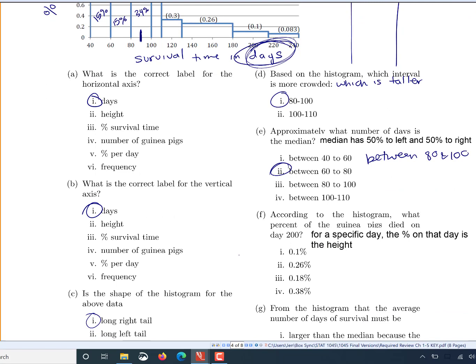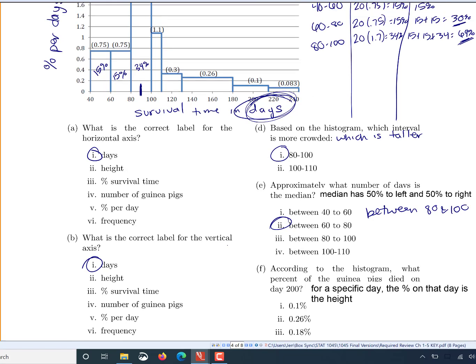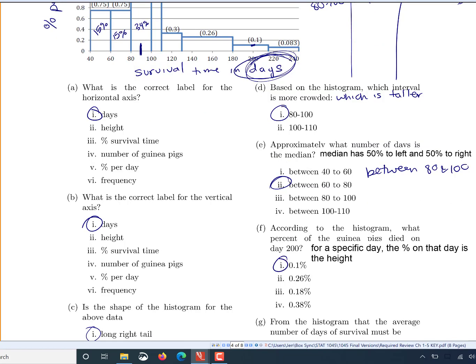Let's see, according to the histogram, what percent of the guinea pigs died on day 200? For any time I ask you for a specific day or specific year or whatever it is that you're doing with your histogram, the percent for that specific thing is always just going to be the height, because remember this is percent per day. So on day 200, the percent on day 200 is 0.1, so 0.1%.